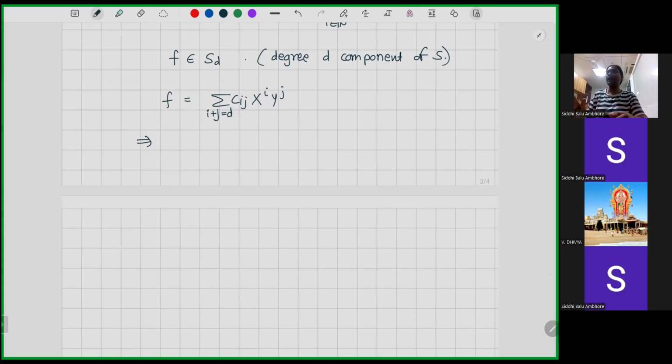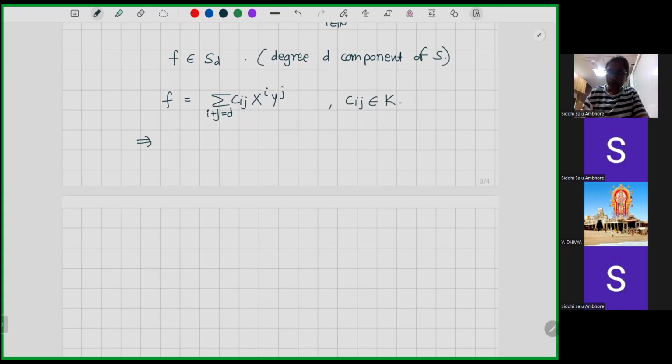So F, I can write it in the form like this, where i plus j is D. The c_ij's could be 0 in between to avoid the terms which are not there in F. So in general it looks like this, and this c_ij belongs to the field which we started with.